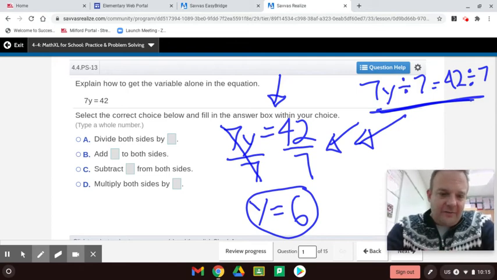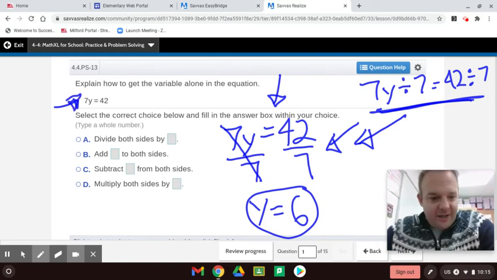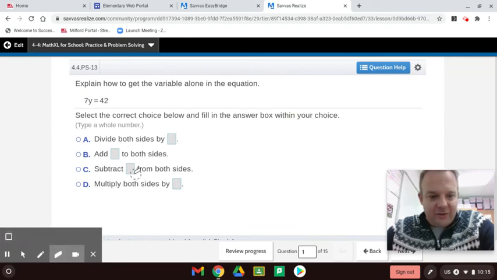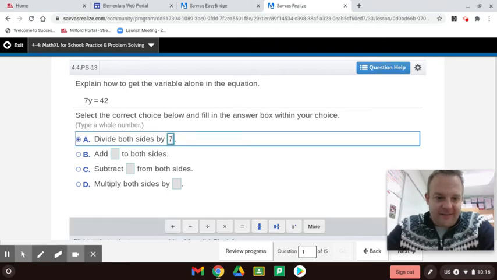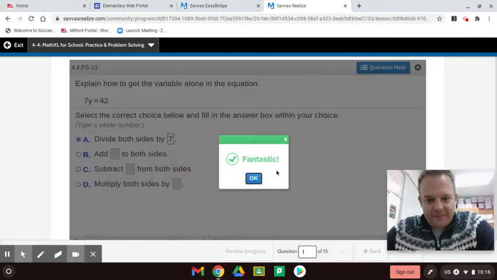So in order to solve this equation here, we have to divide both sides by the coefficient, which is 7. So we always want to throw in that math vocabulary, just like in reading, you want to be literate and know how to read. In math, you want to be math literate. You want to know your vocabulary. Okay, so divide both sides by 7 is what we're looking for there. All right.